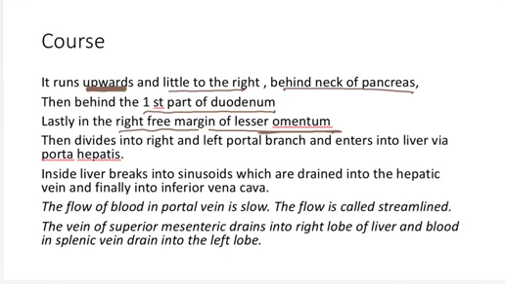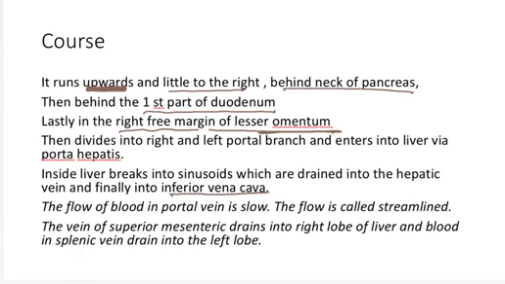Then inside the liver, the branches of the portal vein, the right and the left portal veins, break into sinusoids. They are drained into the hepatic vein, and finally they enter into the inferior vena cava.